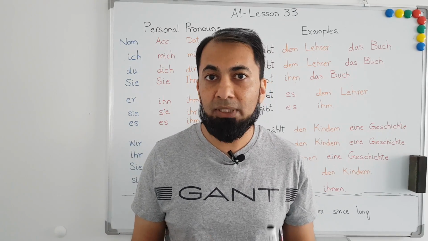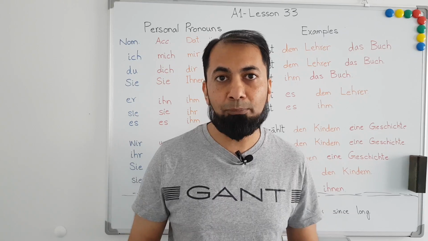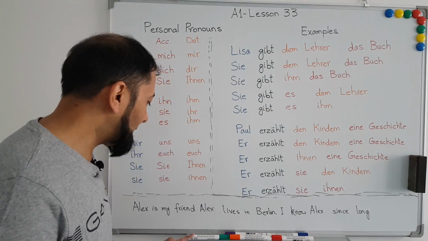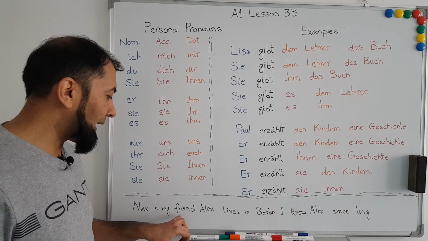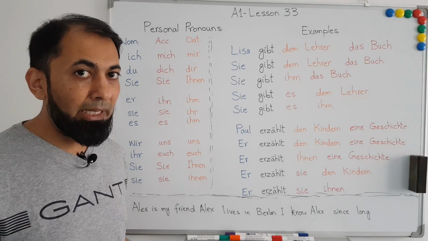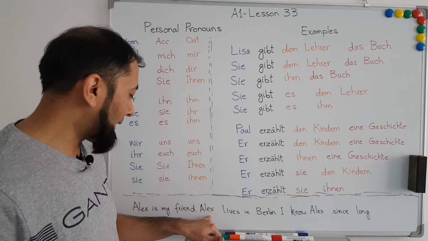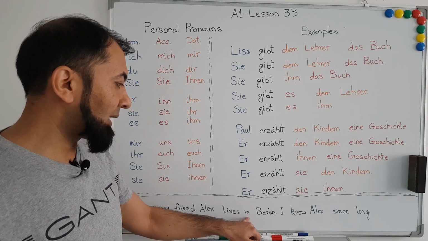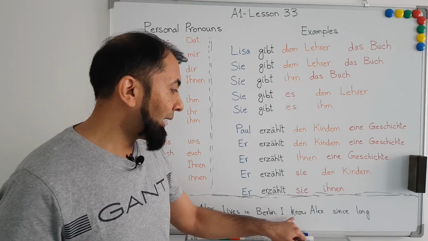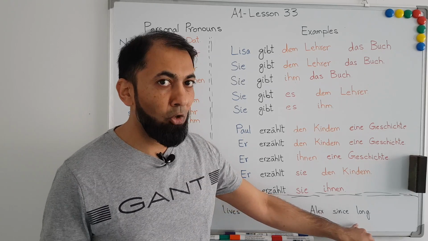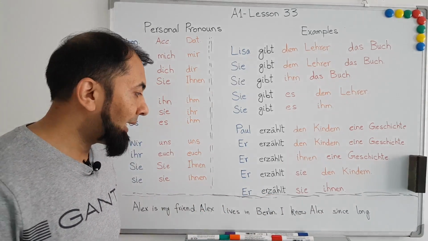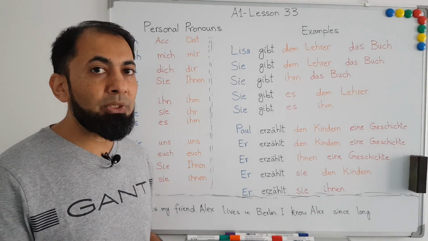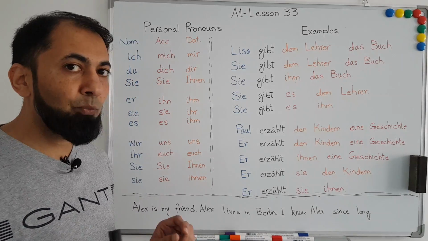Before we start, first let's have a look at what a personal pronoun is. For that I have listed three sentences here. Alex is my friend. So I'm talking about Alex. Alex is my friend. Alex lives in Berlin. I know Alex since long. So these are the three example sentences where I am talking about Alex, and in all three sentences I am using the name Alex. So Alex is one noun.